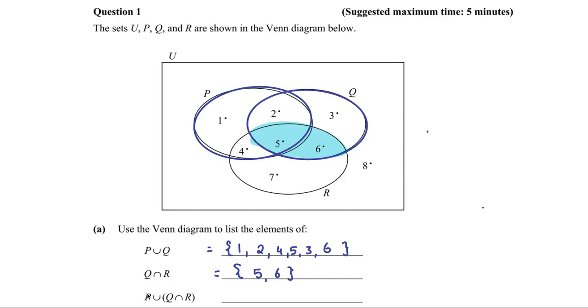The next one, P union with Q intersection R. What I'm going to have for this one is we take all of P and the intersection of Q and R. So all of P is going to be 1, 2, 4, 5. So 1, 2, 4, 5, all within the circle P. Then we also take Q intersection R, which was this region here. I already have the 5, so I just need the 6. So that's our list of our elements.